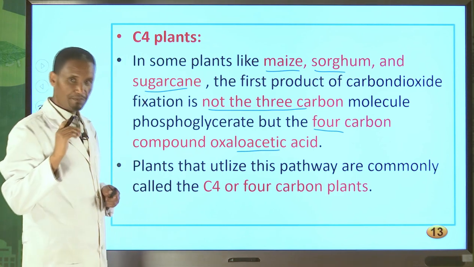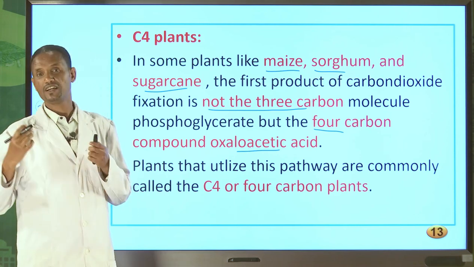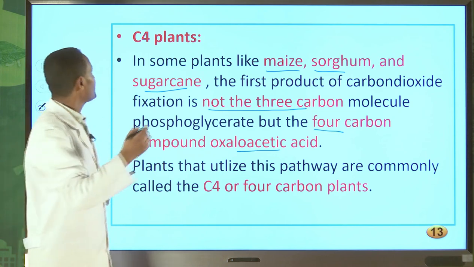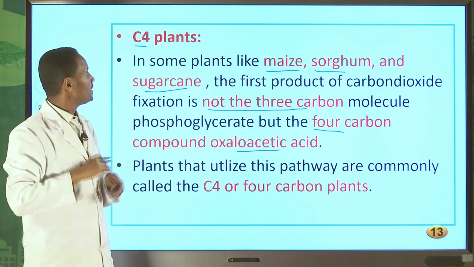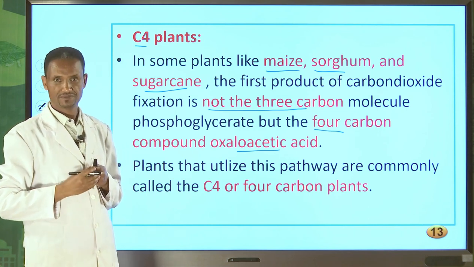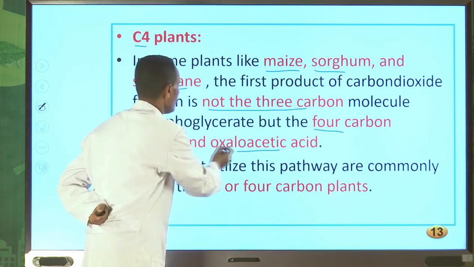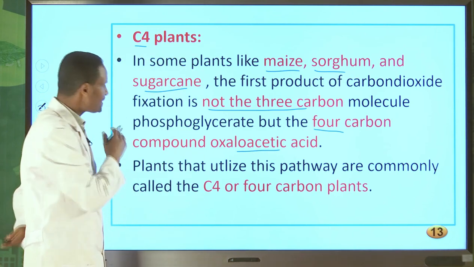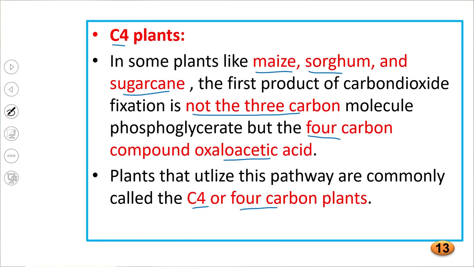In C3 plants and the Calvin cycle, the first compound produced by carbon fixation is a 3-carbon molecule. But in C4 plants, the first compound produced by the fixation of carbon dioxide is not a 3-carbon compound. It is a 4-carbon compound, called oxaloacetic acid. The plants that use this pathway are therefore called C4 plants, because the first compound produced during carbon dioxide fixation contains 4 carbon atoms.